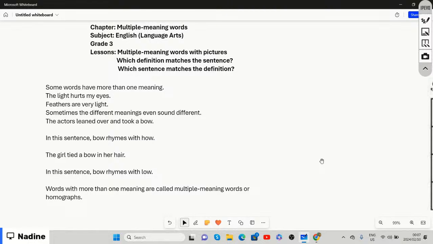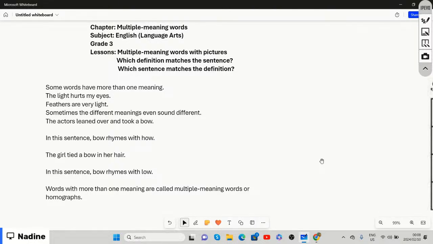And these words, the words with more than one meaning, we call them multiple meaning words, or another word for multiple meaning words is homographs. So basically, homographs is another word for multiple meaning words, or vice versa. It's basically words with more than one meaning.